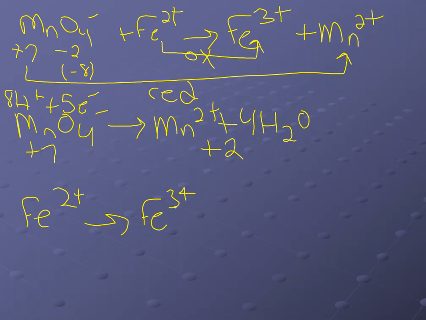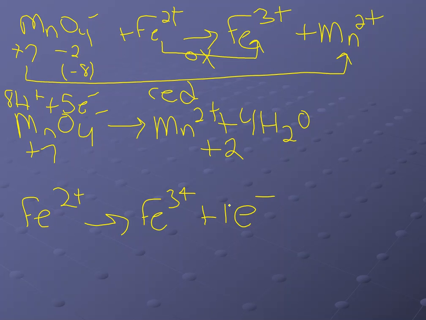So I'm going to remember I'm going to add my electrons to the side that is more positive, because it will bring down the charge on that side. So over here I'm going to add 1 electron. And in doing so, that makes this side a positive 2, which matches this side over here. Okay. So this half reaction, which is my oxidized half, is now balanced according to the half reaction method.